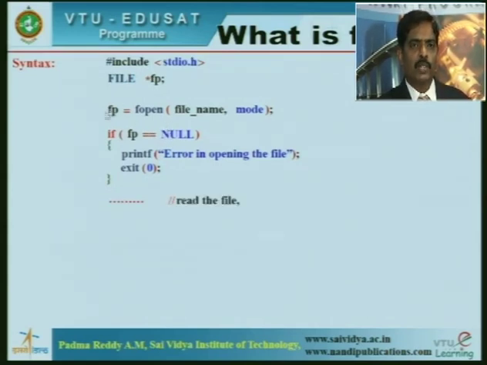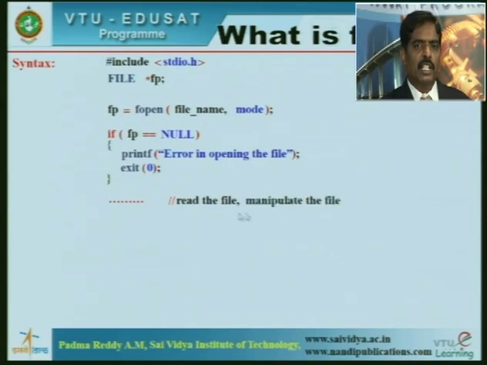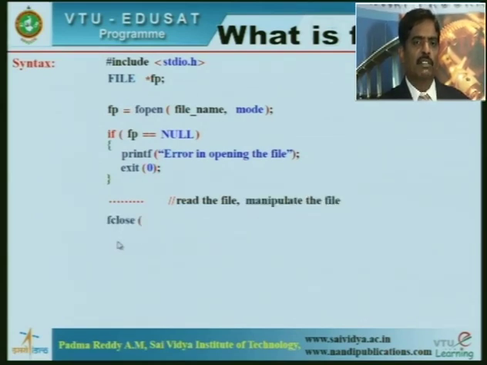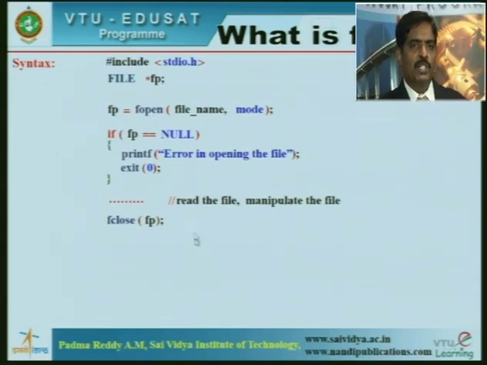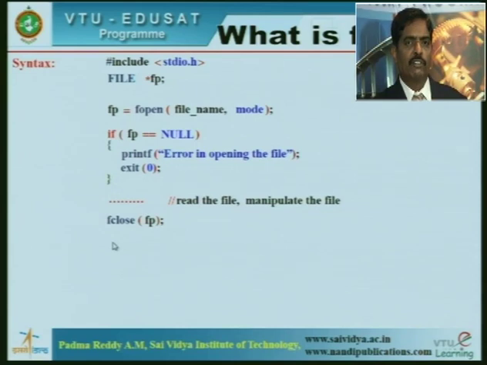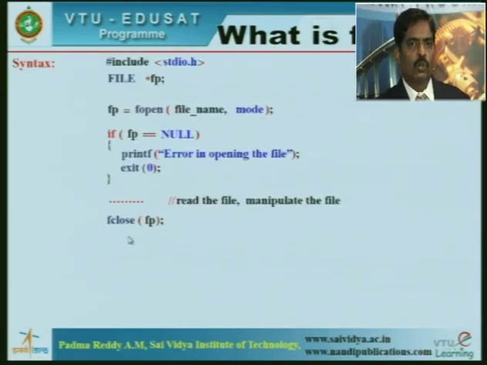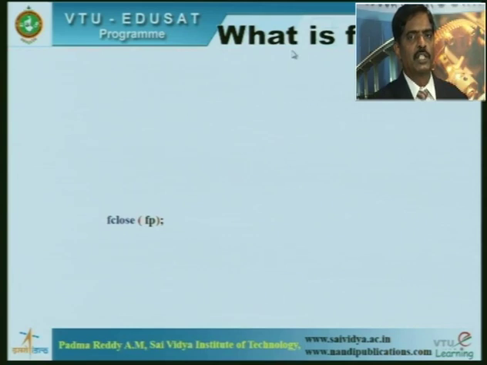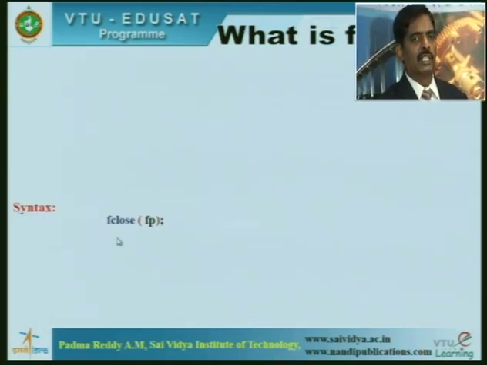Now look here. After opening the file, read the contents of the file, manipulate the contents of the file. Finally, what we have to do? We have to close the file. The first operation to be performed on a file is file opening, and the last operation to be performed on any file is fclose. Fclose means close the file. Now let us see what fclose is. The syntax of closing the file is like this. We simply write fclose, and within the parentheses we write the file pointer, and we end with a semicolon.